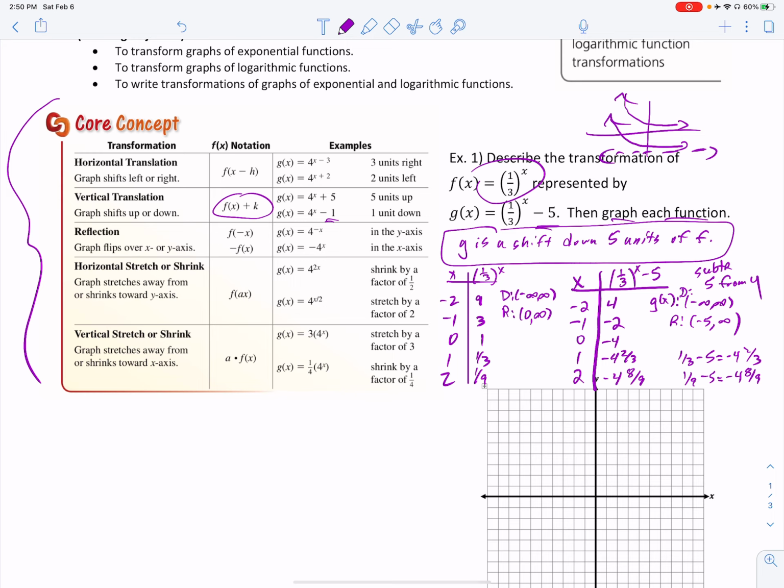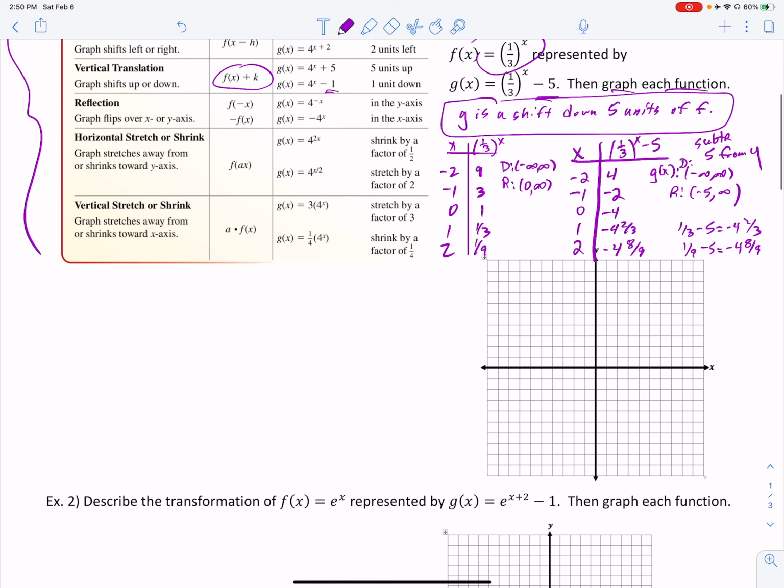And it said graph each function, so we're going to come here and graph the 1/3 at -2. We're up at 9. At -1, we're at 3. At 0, we're at 1. And then we're at 1/3 and 1/9. And so I'm going to dot the parent function here. And remember, we want it to run parallel to its horizontal asymptote. It has a horizontal asymptote of the x-axis, which is y equals 0. And we can label this, by the way, f.